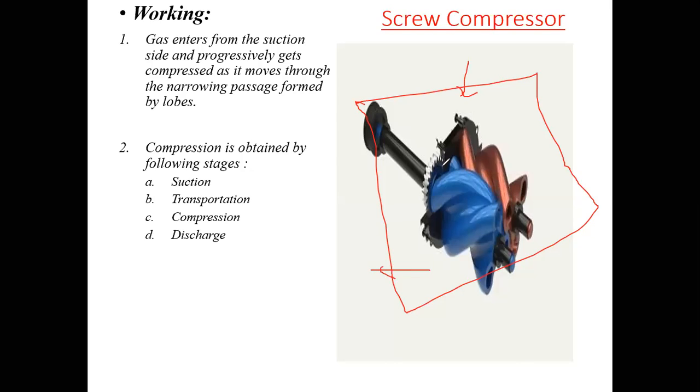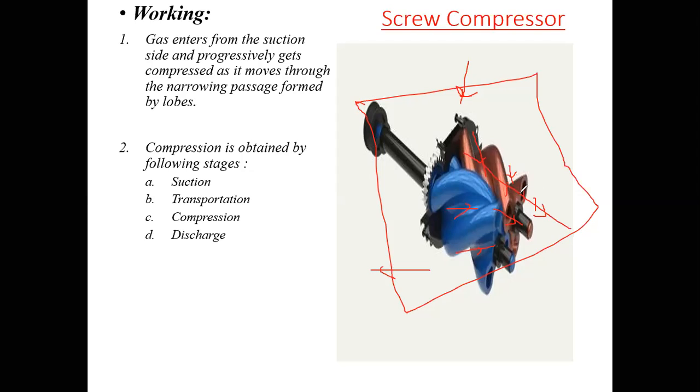As the screws start rotating, gas enters from this side. Then this gas passes over these passages. As we can see, a number of passages are there. It passes through a certain distance, and as these screws move forward, the distance between the two screw positions goes on decreasing, and this is how we can compress the air.